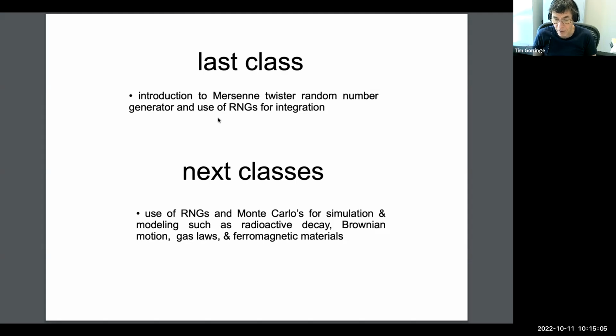Monte Carlo simulations are very common in physics. We're going to apply them to modeling radioactive decay as one example in today's class. We'll apply them to Brownian motion as another example in the next class. We'll also apply them to such problems as the gas law for a volume of gas and ferromagnetism for a volume of ferromagnetic material.